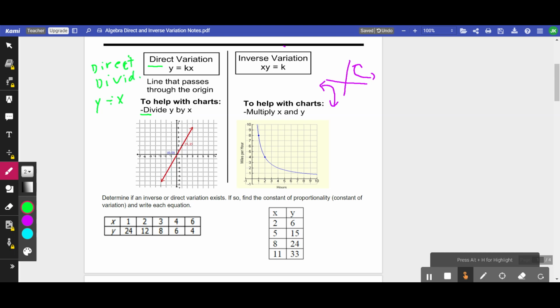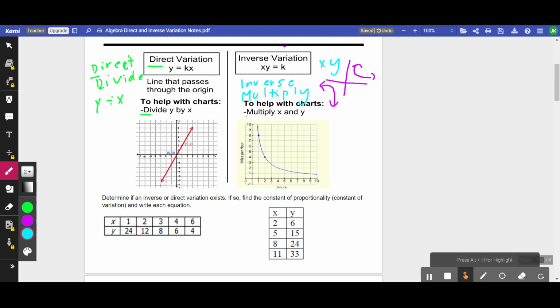I'll show you once you get to it. But direct divide, which means your other two go together, so the opposite of that. The opposite of direct would be inverse, and the opposite of divide would be multiply. So direct divide and then inverse multiply. There you would multiply the x and the y together. It doesn't really matter the order. This one, you just have to divide the y by the x.